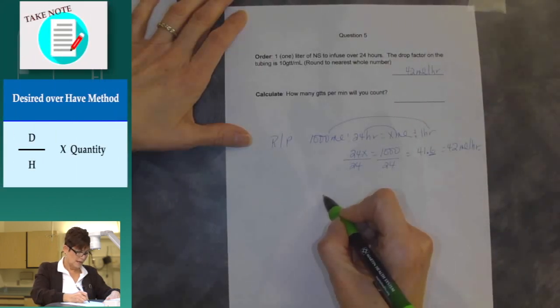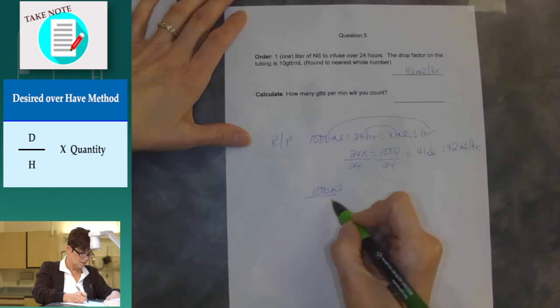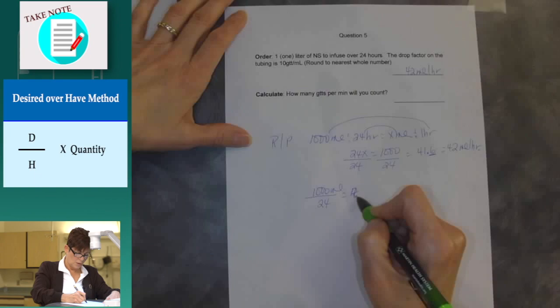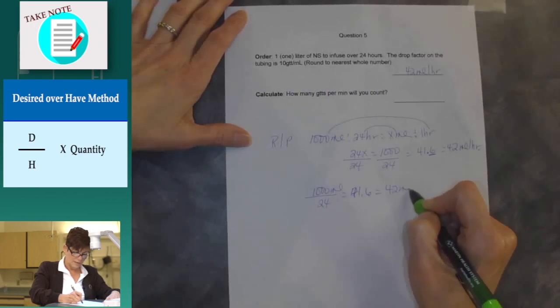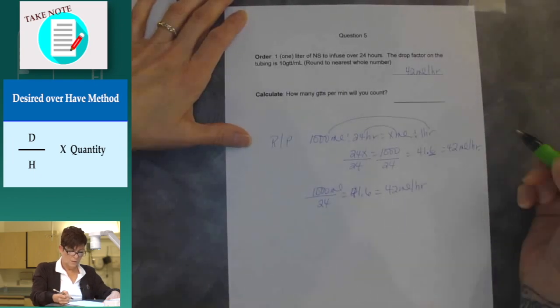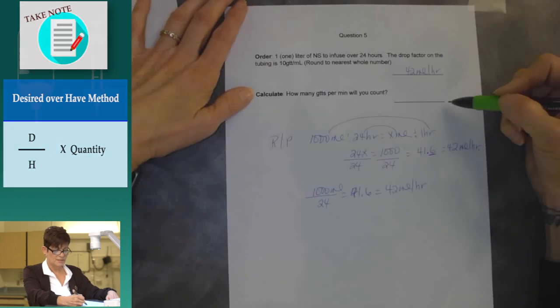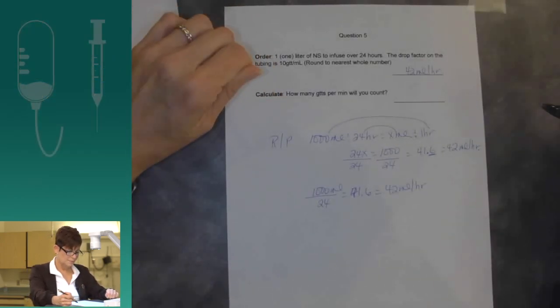The desired over have, again, is the same, 1,000 mLs over 24, and we get 41.6, or 42 mLs per hour. Okay, so our first answer is completed. Now we need to go to the second step of this question, which is how many drops per minute.